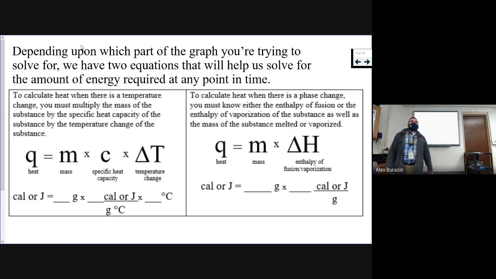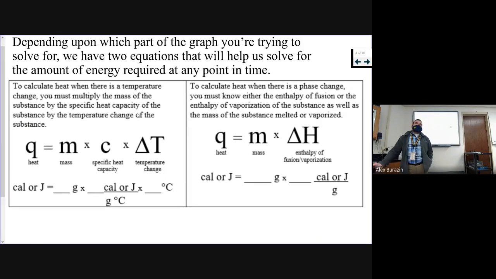Depending upon which part of the graph you're looking at, you're going to have to use a different equation. Okay? We have two equations to help us solve for the amount of energy required to heat up a substance or to undergo a phase change. This equation on the left is what we used yesterday, Q equals mc delta T. That's the equation that's in your formula packet. We use this whenever there's a temperature change.